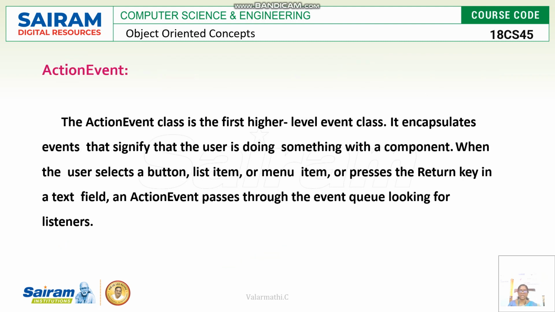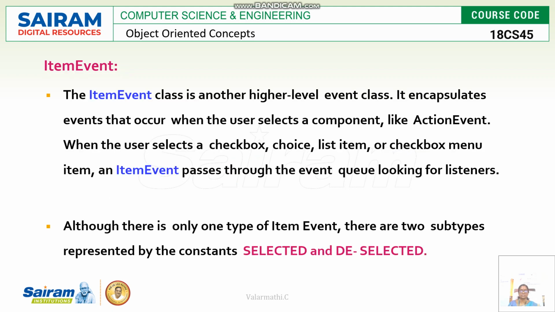Action event, as I already said, is a very important one. It is mainly encapsulated with the component. Examples of action events are related to buttons, lists, menu items, pressing the return key, and text fields. Then item events occur with checkboxes, choices, list items, and checkbox menus. Which item is exactly selected will be notified by the selected listener, and if it is not selected it will be notified by the deselected listener.